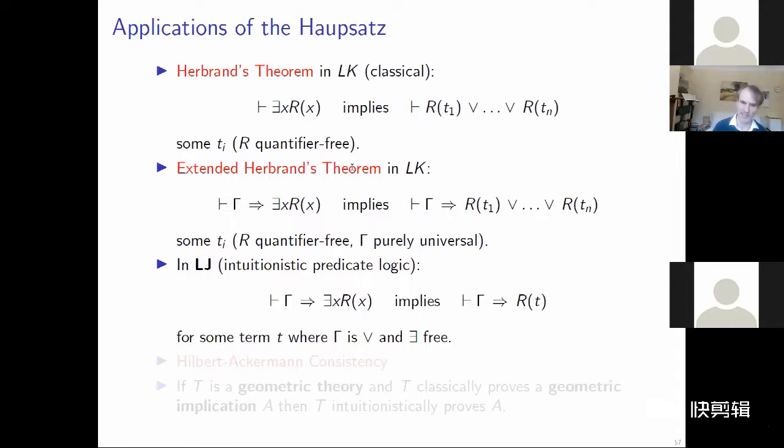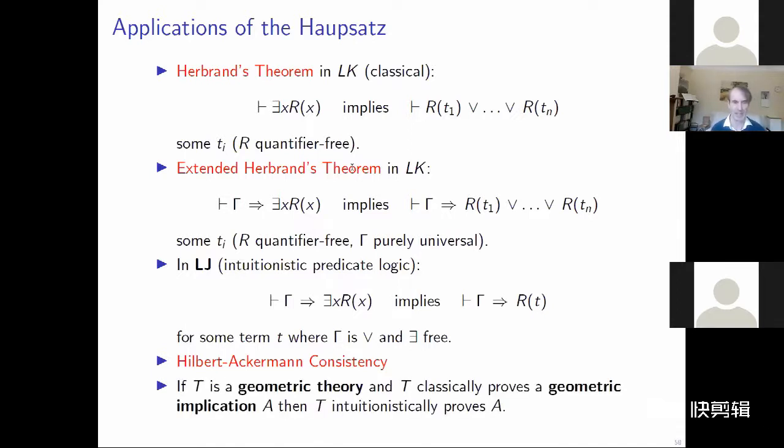Also, another result is Hilbert-Ackermann consistency, so that's a criterion for a universal theory being consistent. And what also follows from Gentzen's Hauptsatz immediately is that if you have a geometric theory and you have a classical proof of a geometric implication in it, then there is also an intuitionistic proof. Well, geometric theories are very, very common, actually. Most algebraic theories are geometric theories. Okay, so this Hauptsatz produced a wealth of results.